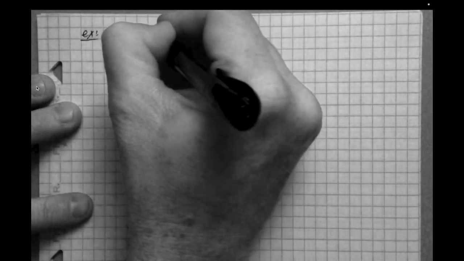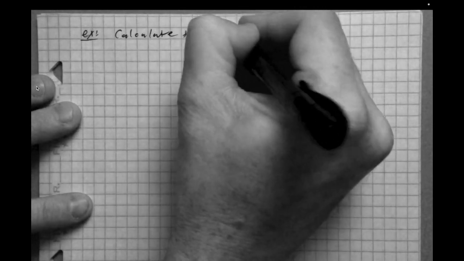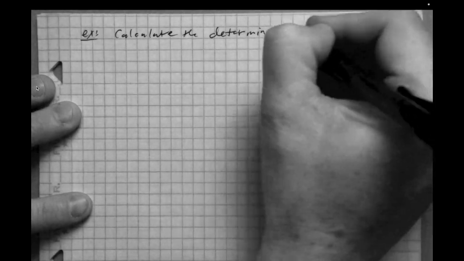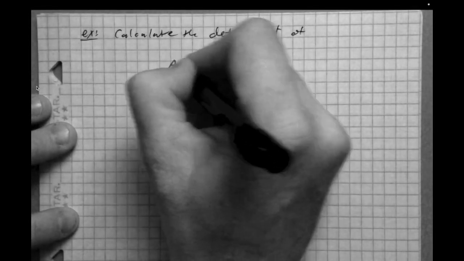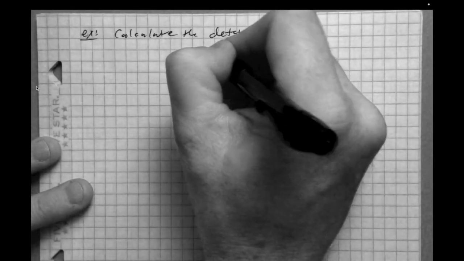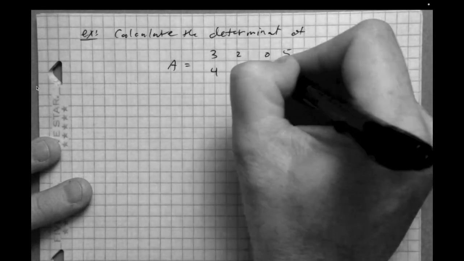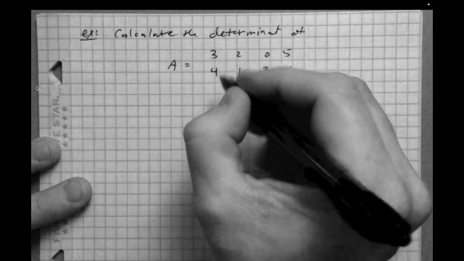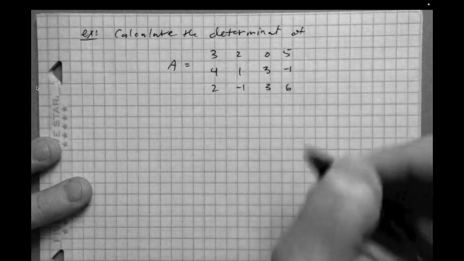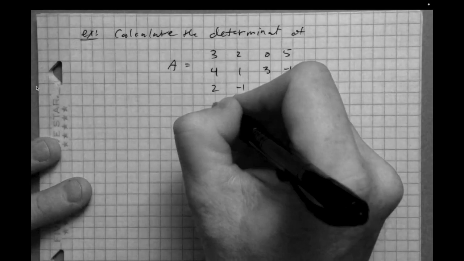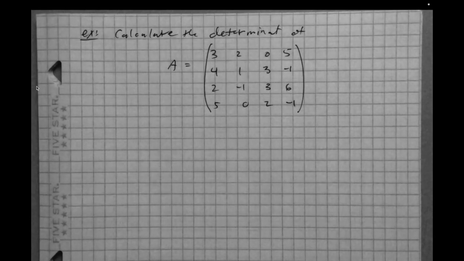So calculate the determinant of, and we'll say A is equal to this guy: 3, 2, 0, 5, 4, 1, 3, negative 1, 2, negative 1, 3, 6, and 5, 0, 2, negative 1. Okay, so it looks a bit like that. So there's our matrix A. Again, we're going to use the cofactor expansion along the 4th row.